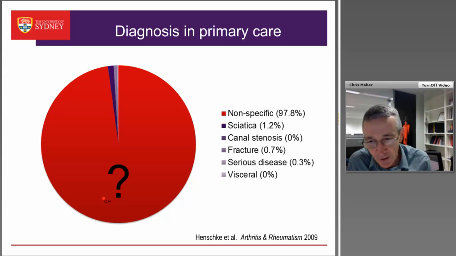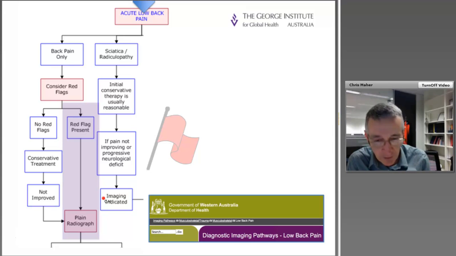If you go and have a look at the West Australian Imaging Guideline, the consequence is that if you send everybody off who has at least 1 red flag positive, you're going to be sending off 80% of people for imaging, which is obviously not the right thing to do. So the advice that you should send people off for imaging if they've got 1 red flag positive needs to be reconsidered.